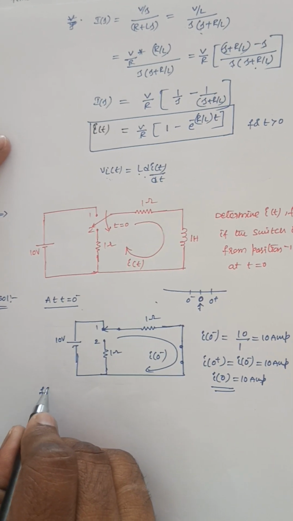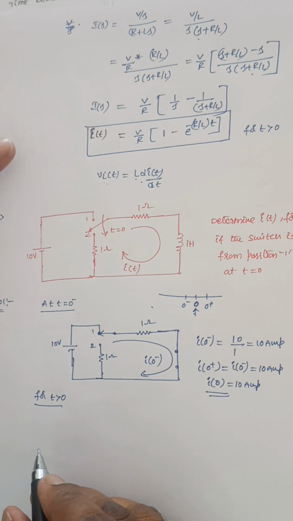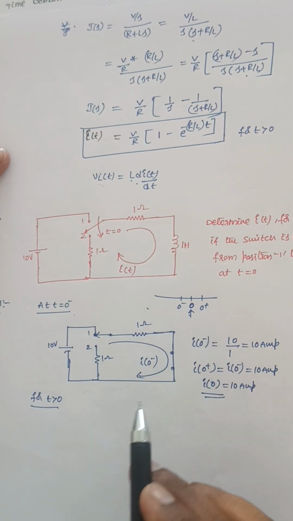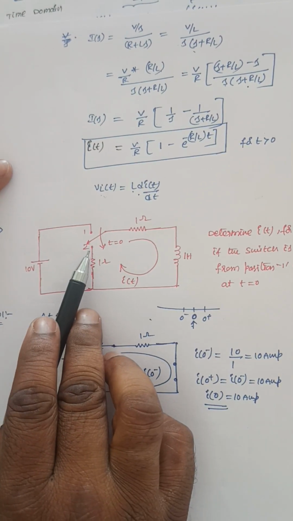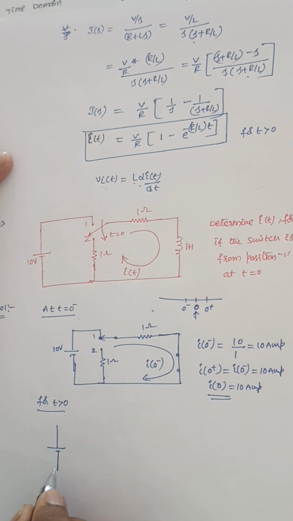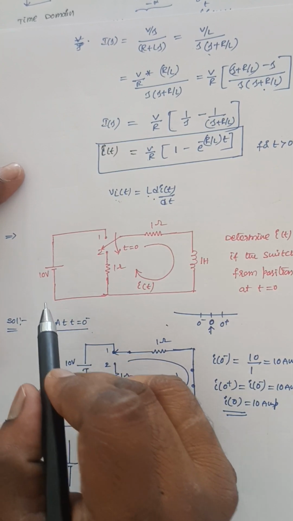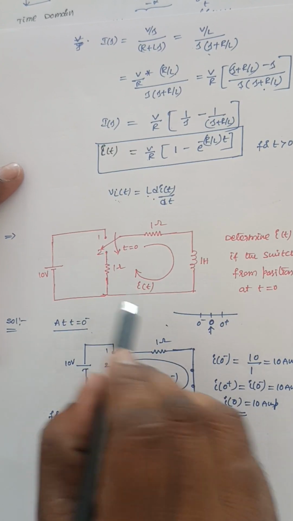Now for t greater than 0, draw the circuit. For t greater than 0 means after the switching action is done. The switch is at position 2 now after the switching action. Now draw the same circuit here. We need to draw the frequency domain circuit representation.